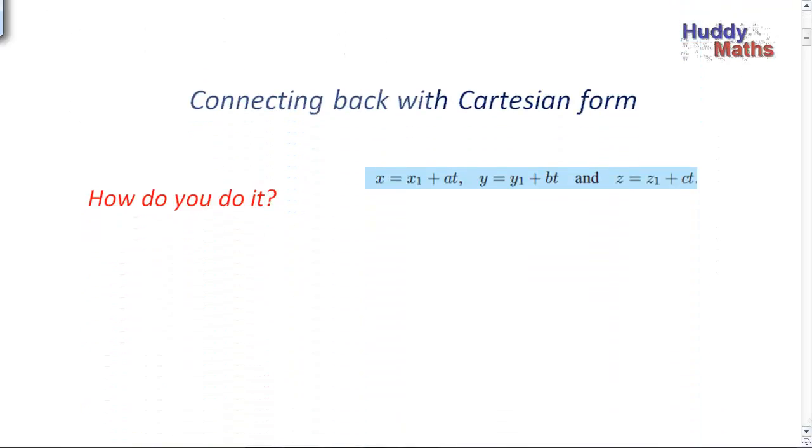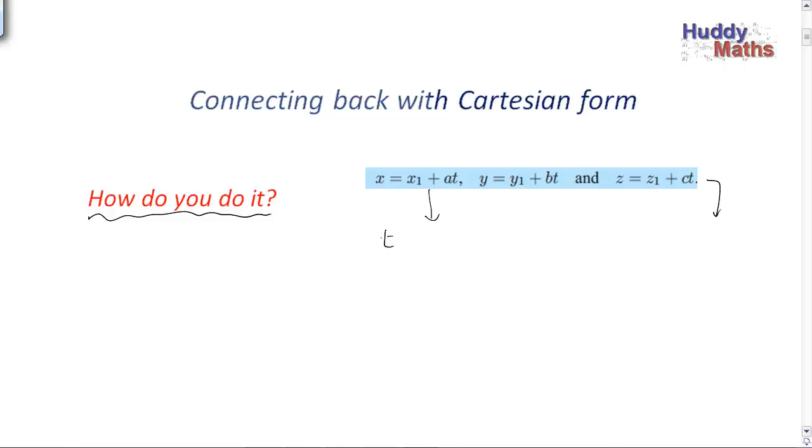So the first question we want to ask is, if we have parametric equations, how do you connect back with Cartesian form? So that's what this little section's about, and a little bit more too. How do you do it? How do you work backwards from parametric equations to Cartesian form? Let's see if you can remember it. So what was the idea here? The idea was to isolate t from each one.